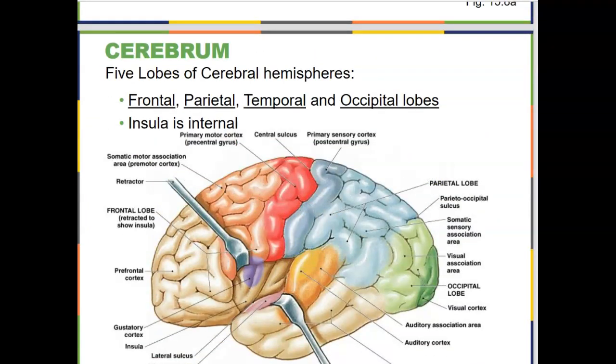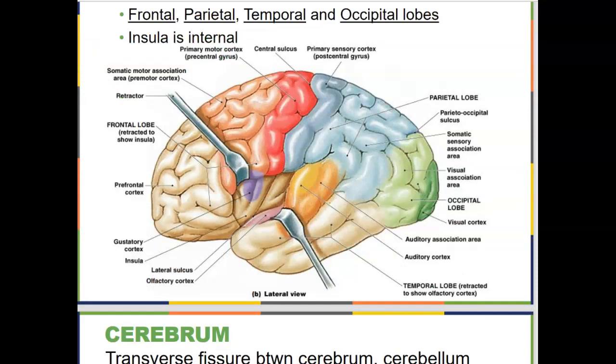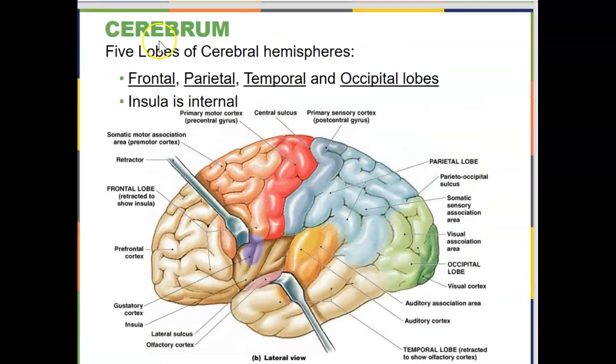All right, so now let's look at an artist's rendition of the 5 lobes of the brain. So you have the frontal, parietal, temporal, and occipital lobes, okay? Where's the 5th one? It's called the insular cortex, or insular lobe. Insula for internal.